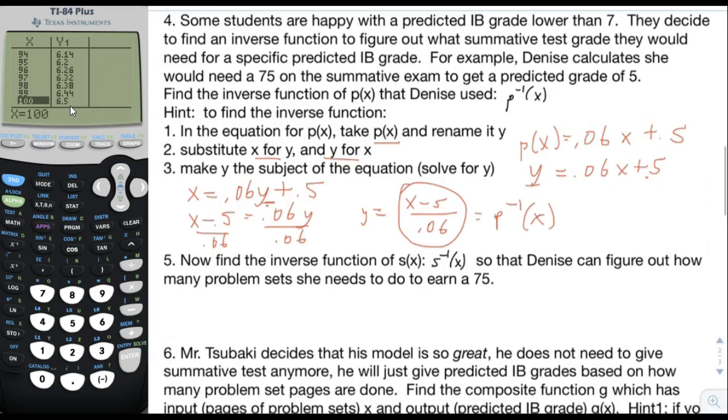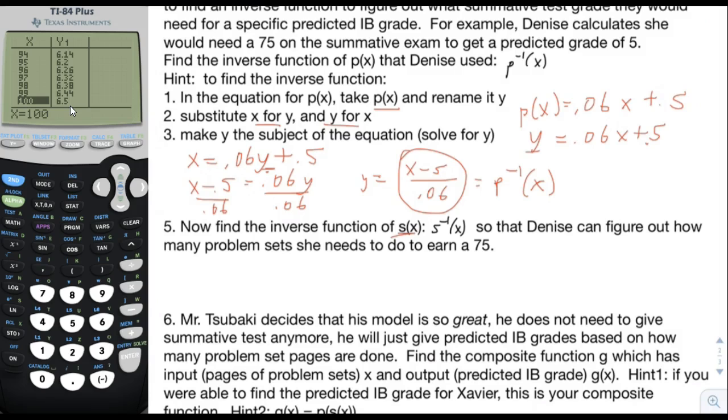All right, now we're going to do the same thing with s. We're going to find an inverse function of s so that Denise can figure out how many problem sets she needs to do to earn a 75. Remember, s of x is that kind of complicated looking function, 100 times the square root of x divided by 10. And so what's the inverse function of this? Well, the first thing we do is replace s of x with y, and then we rewrite it.